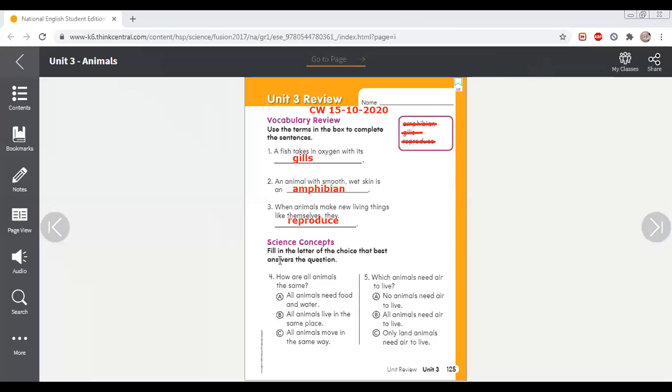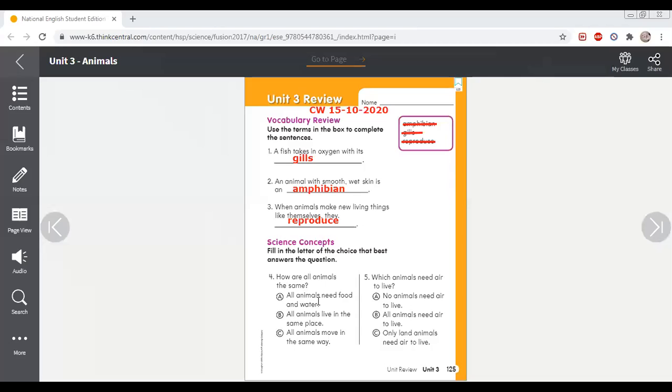Science concept. Fill in the letter of the choice that best answers the question. So there is a question and there is the answer which is correct out of these three, A, B, and C. So let's see. Question number 4. How are all animals the same?